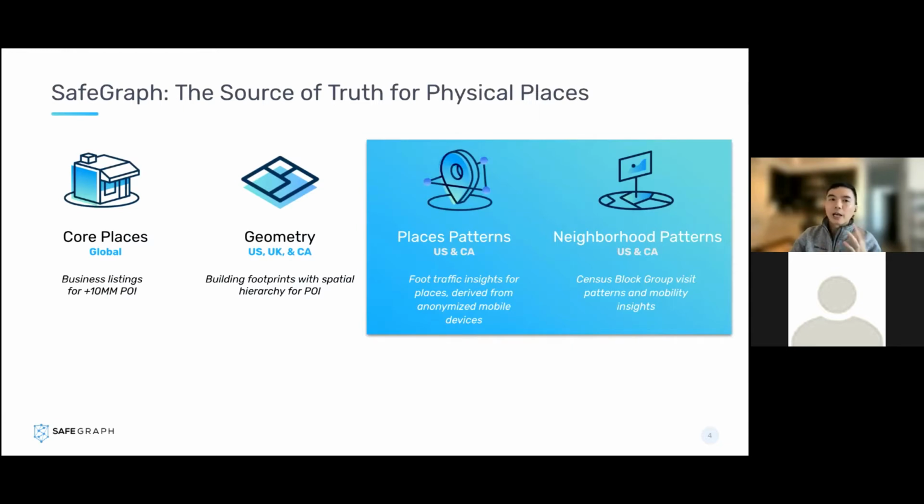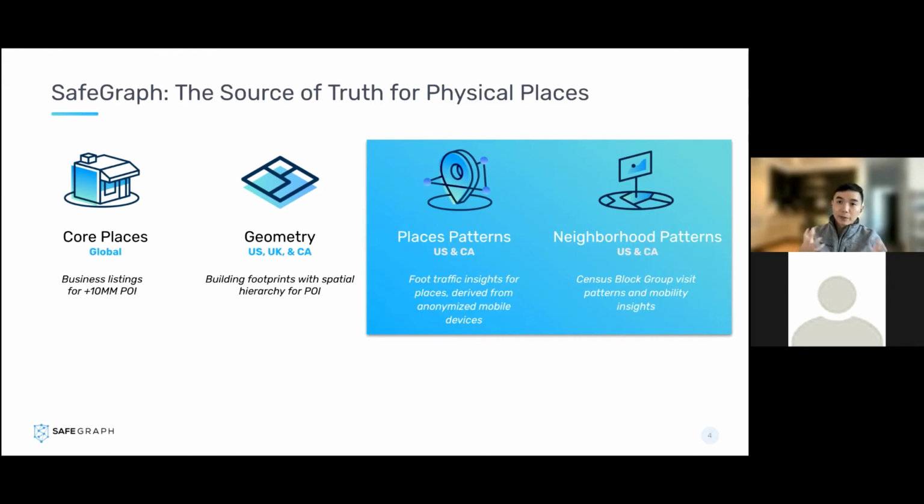Okay, so those types of data sets, those types of insights are distilled into 4 distinct products that we're now focusing on at SafeGraph. It's the way to understand how we view the world through the lens of physical places. We have our core places data set, which, as I mentioned, is available globally and has business listings for up to 10 million plus points of interest. We have our geometry data set. That's our polygon data. That's only available for the original 3 countries I listed.